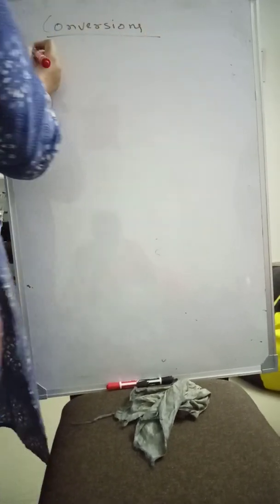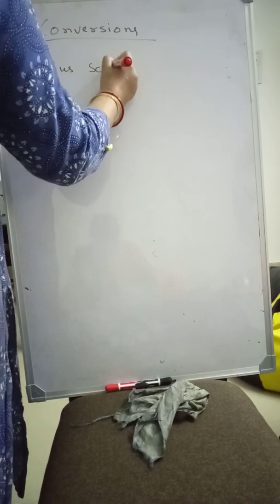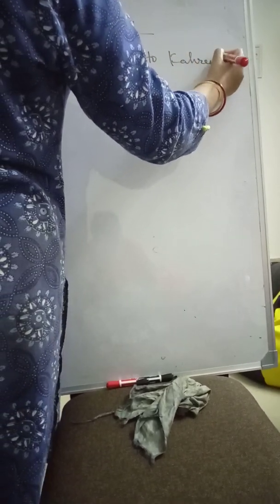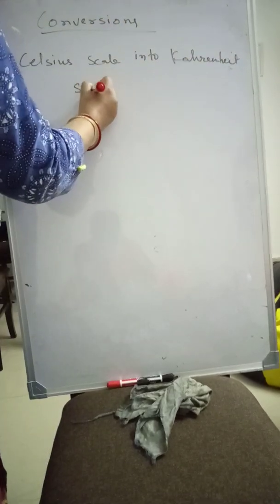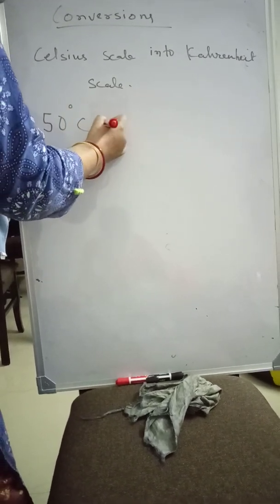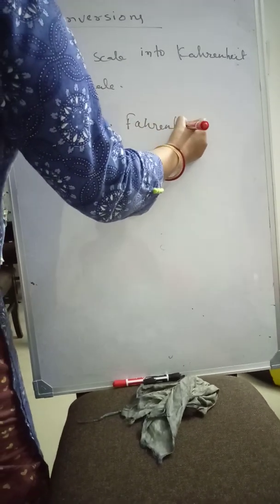Now let us come to the next topic. Topic is conversion. Conversion of Celsius scale into Fahrenheit scale. Let us convert 50 degrees centigrade into Fahrenheit scale. So how we will convert it?